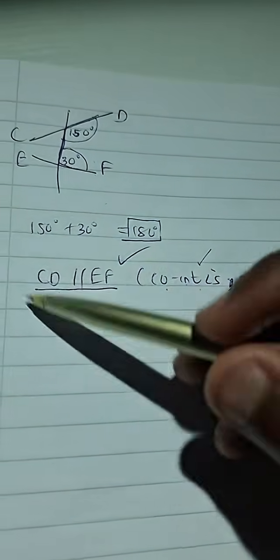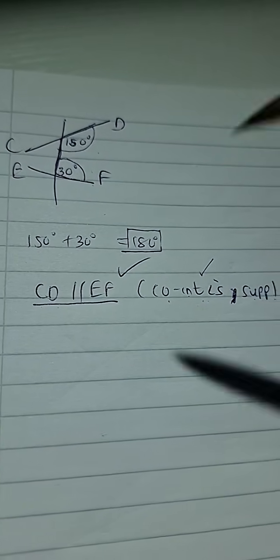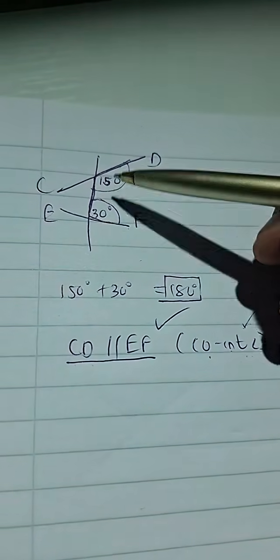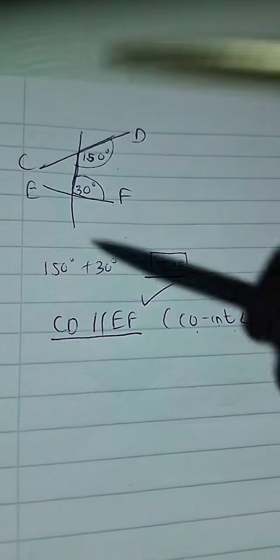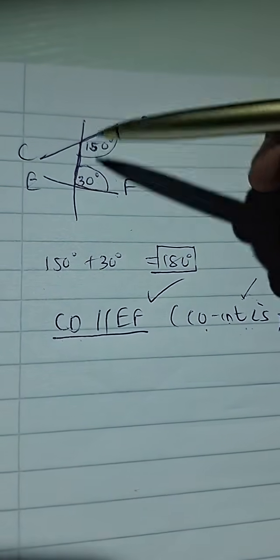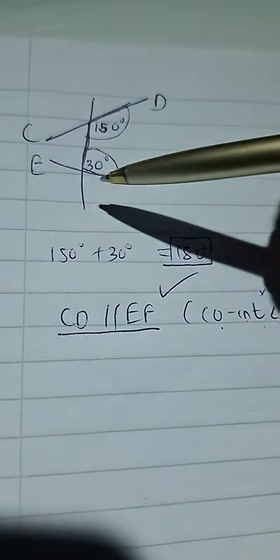I use SUPPL for short to mean supplementary. Co-interior angles supplementary. Some of you are using this reason when you are doing calculations, but you don't understand that this reason is used when you want to prove that lines are parallel. There are three ways to prove lines are parallel. There's this reason, co-interior angles supplementary. The minute you find angles in the co-interior position and you find that those two angles add up to 180, it means that the lines that intersect this transversal are parallel.